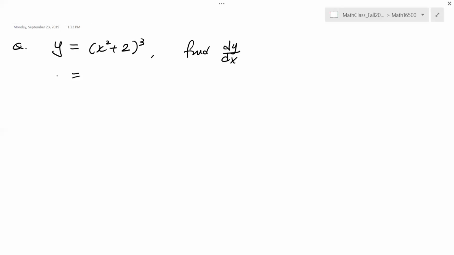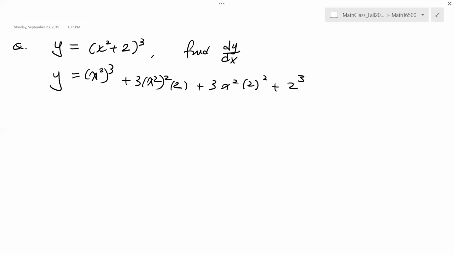You multiply this out, and you get x squared cubed plus 3 times x squared squared times 2, plus 3 times x squared times 2 squared, and plus 2 cubed. Okay, then you simplify, and you will get x to the 6th plus 6x to the 4th power plus 12x squared plus 8. So this is indeed a polynomial. Then it's easy to find the derivative.